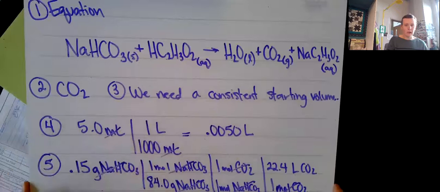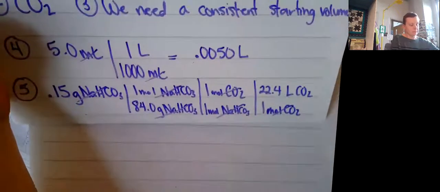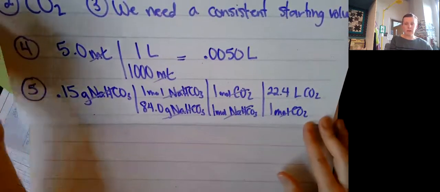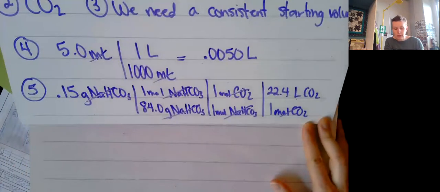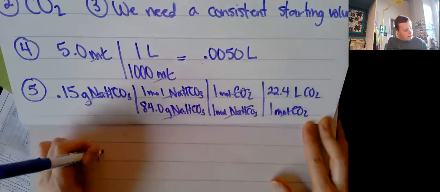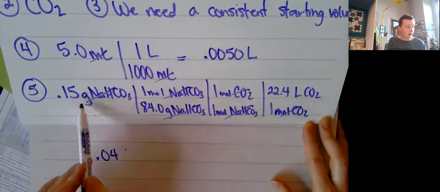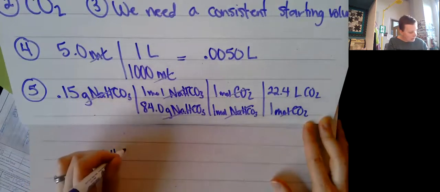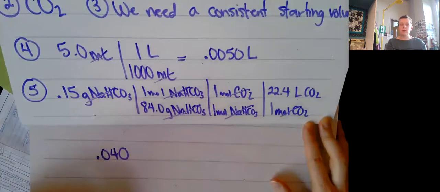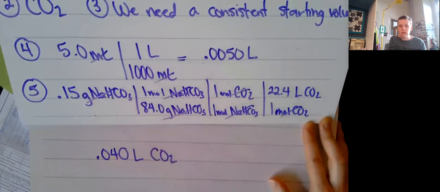here we go. Okay. We'll just scoot that up right there. So when we punch this one in, 0.15 divided by 84 times 22.4, we're going to end up with 0.04. And again, 2 sig figs right there. So I need to add a 0 here to make it the right number of sig figs. Okay, 0.040 liters of CO2.